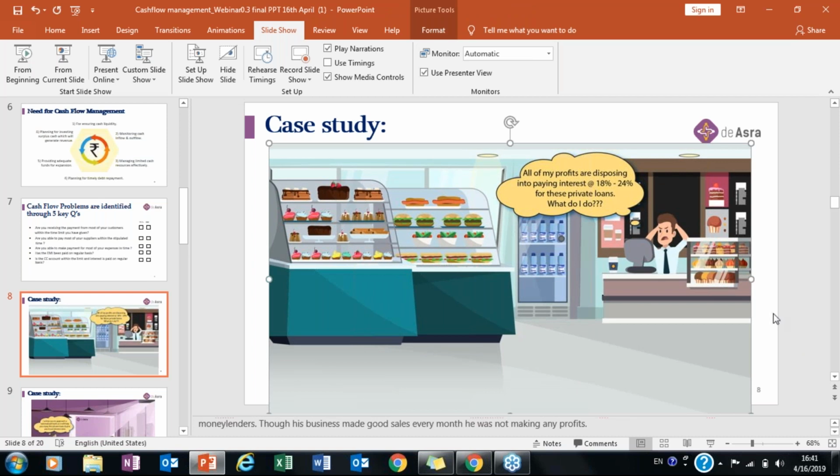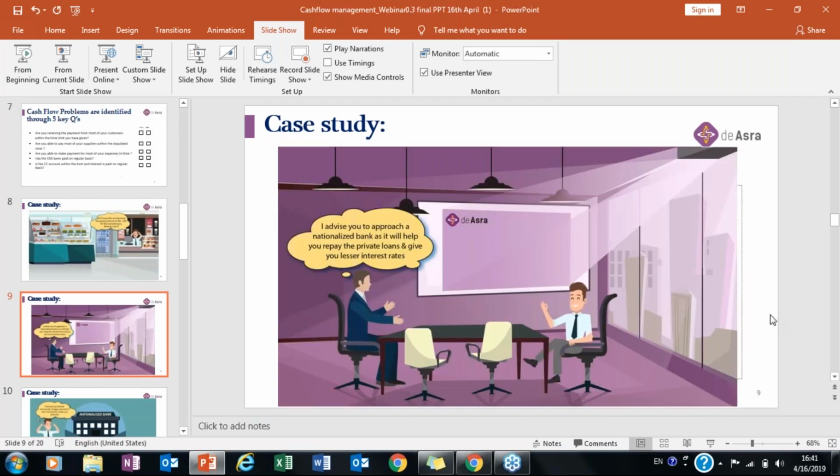This can happen to anyone, but identifying it is very difficult. So in this case study, we helped him understand the business problem. We also helped him make a new project report, and due to that, the amount which was sanctioned was at a very low rate of interest, which was 14%. As you can see, the Astra Foundation also helps you understand and restructure your previous loans. The Udyog Mitra advised him to approach a nationalized bank, as it would help him repay the private loan at a very low rate of interest.